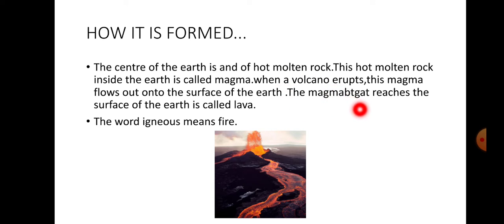So the magma that reaches the surface of the earth is called lava. Whenever a volcano erupts, the liquid that comes out of the volcano is known as lava. The word igneous means fire. So the rocks formed from this lava are called igneous rocks.